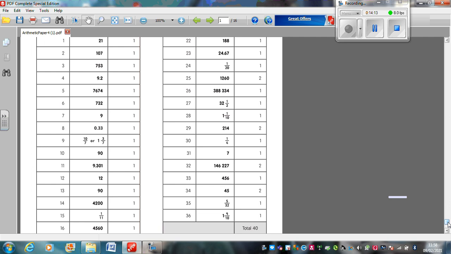Your scores are out of 40, remember, not out of 36. So mark your paper out of 40 and make sure you send a photograph of your work and the score to your teacher. And what would be really lovely is if on that score you tell your teacher your previous scores to show whether you're making an improvement. That would be really useful for them.